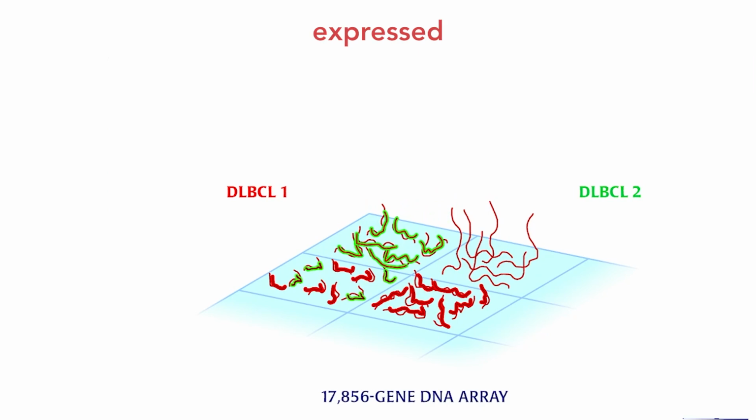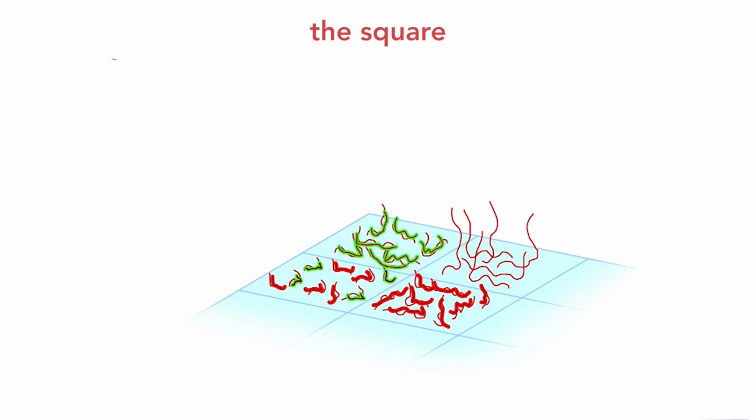If the gene was only expressed in DLBCL1 cells, the square was red. Similarly, if the gene was only expressed in DLBCL2 cells, the square was green. If the gene was expressed equally in both cells, the square was yellow. Thus, he identified two subtypes of DLBCL.